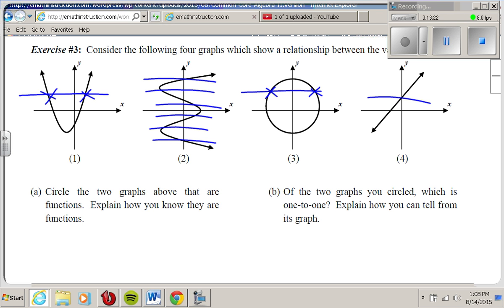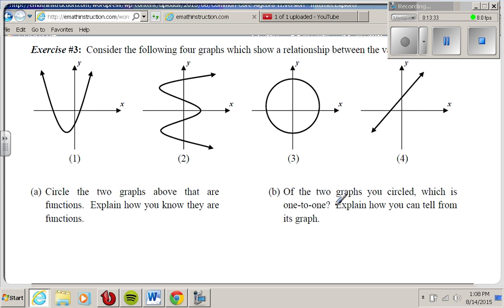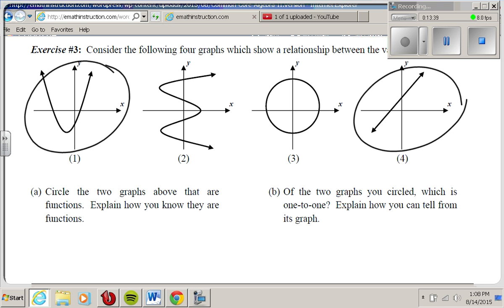Considering the following 4 graphs show a relationship between the variables x and y. Okay. So circle the 2 graphs above that are functions. Okay. Function means vertical line test. So that passes the vertical. This passes the vertical. We fail here. We fail here.